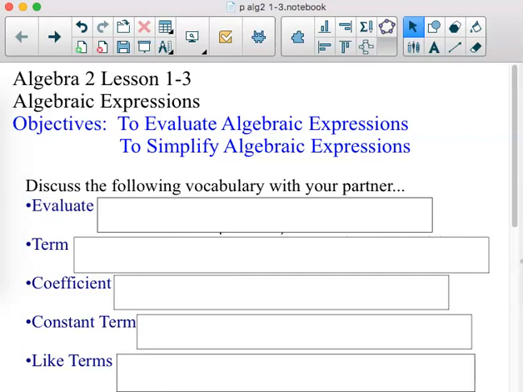So it's Mrs. Cedarholm again, and this is Algebra 2, Lesson 1-3. Notice that each one of these sections is going to have an objective. Our objectives here are to evaluate algebraic expressions and to simplify algebraic expressions. And I'm going to need everybody to grab those yellow lesson objective sheets that you were given.